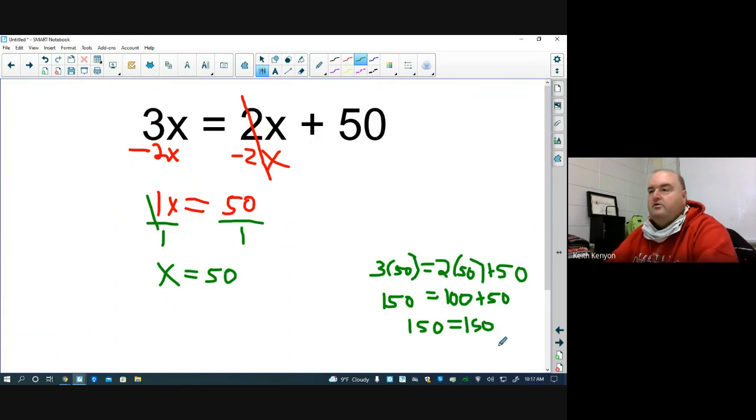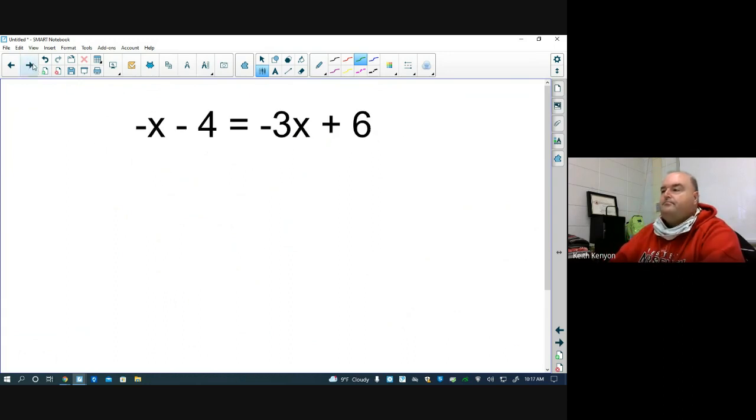Okay, and that's how we do that type of problem. So I'm going to show one a little bit more complicated. You'll notice I've got x's and numbers on both sides of the equation, and the goal is to put the x's on one side and the numbers on the other side. I usually do my x's first, but that's not necessary. I just like to clean up my variable before I do actual numbers.